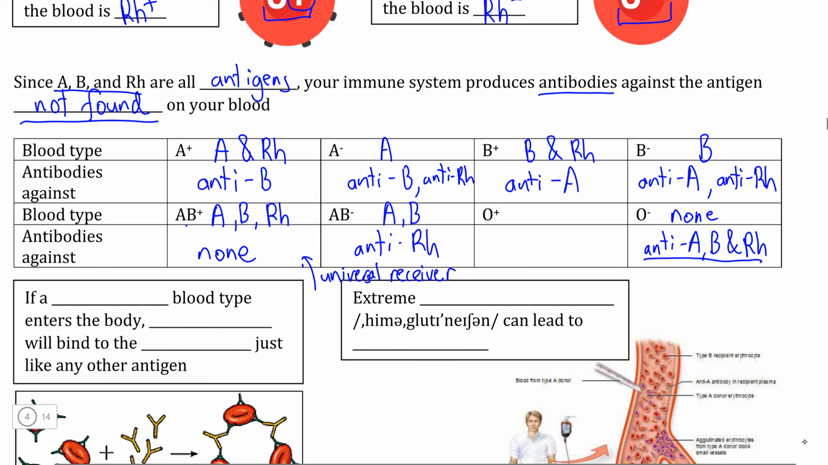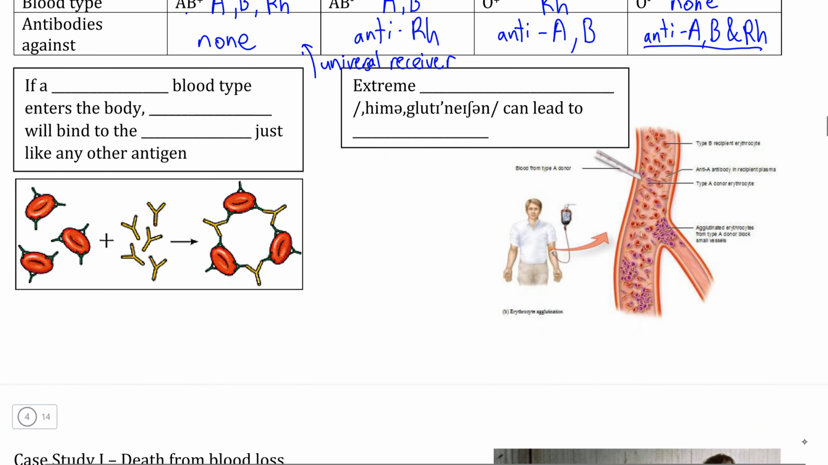Whereas O positive blood actually has the Rh factor, and therefore their B cells would only produce antibodies that would attack A and B antigens respectively.